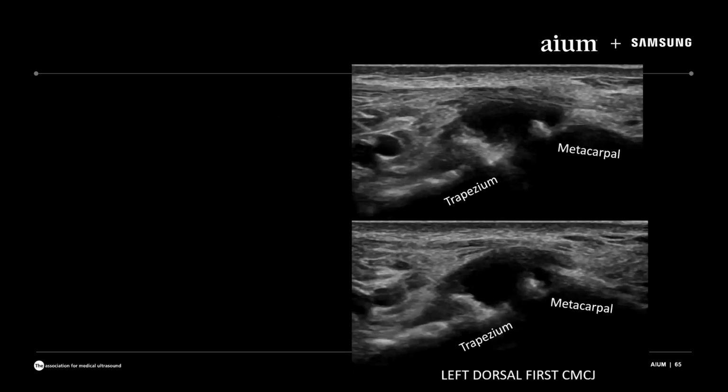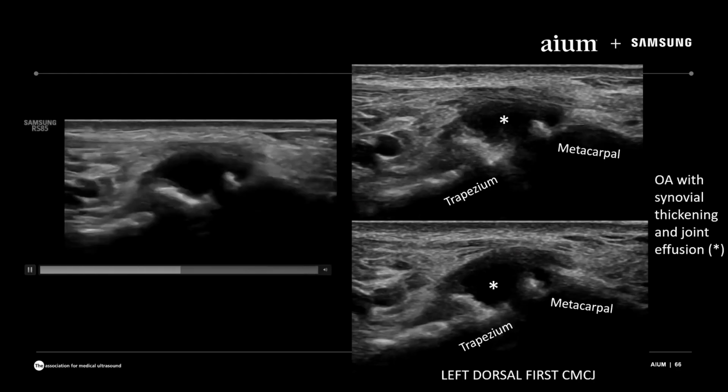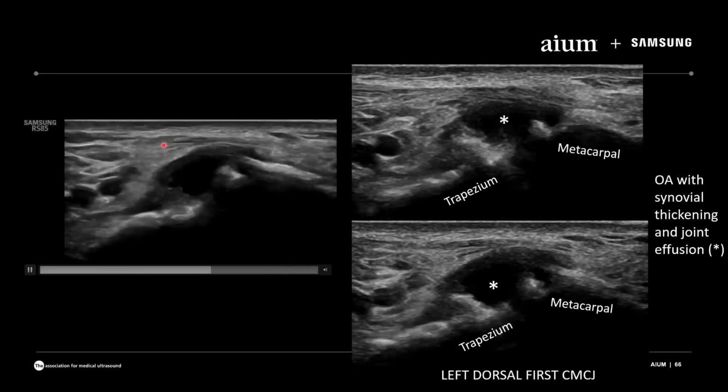So here's a different patient. At the same point, we're at that first carpal metacarpal joint. Notice the trapezium osteophyte, first metacarpal osteophyte. And do you notice anything else highlighted by an asterisk? We have this anechoic joint fluid here with some overlying synovial thickening. So this was arthritis with a joint effusion. And if we look at that on cine, you can see there's that joint effusion there with the overlying synovial thickening right there. And notice those osteophytic joint margins.